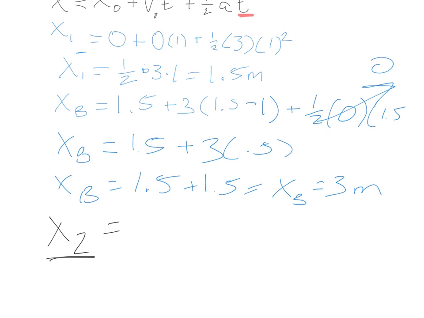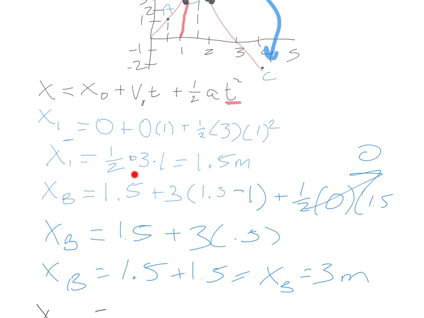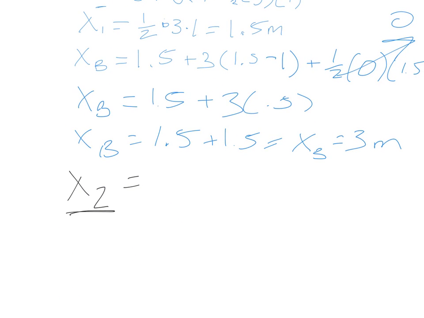But for x of 2, the initial position for x of 2 is going to be x of 1. And we've actually already calculated that. x of 1 is 1.5 meters. So x of 2, with the initial position of x of 2 being 1.5 meters. And then we have the initial velocity, which is 3 meters per second. And from x of 1, where this line segment starts, to x of 2, that is a time of 1 second. And then the acceleration at this point is 0.